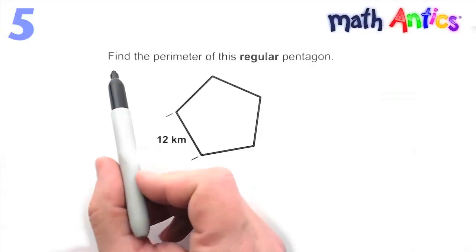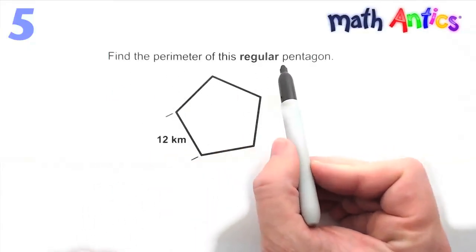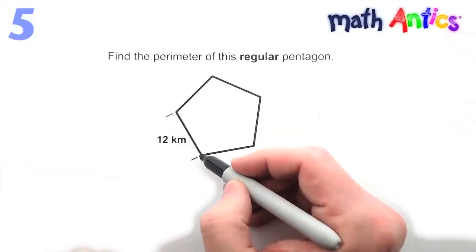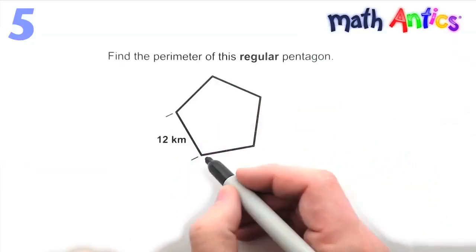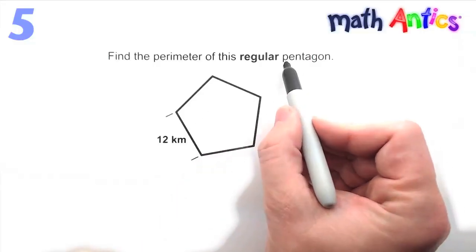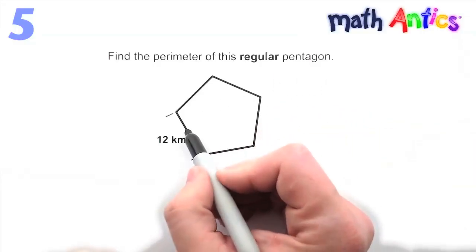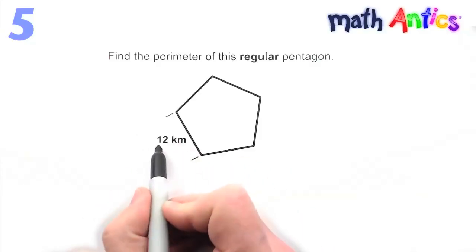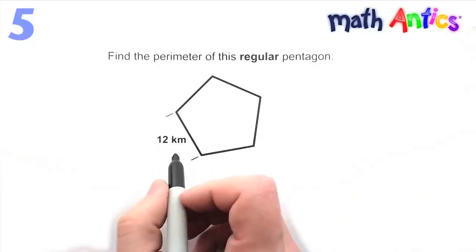And here we have, find the perimeter of this regular pentagon. So regular means that the length of each of its sides is going to be the same. And there's 5 sides. We know that because it's called a pentagon, and we can count them, 1, 2, 3, 4, 5. And we know that each of those 5 sides is going to be 12 kilometers long.